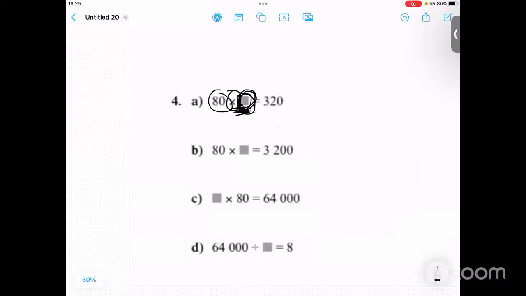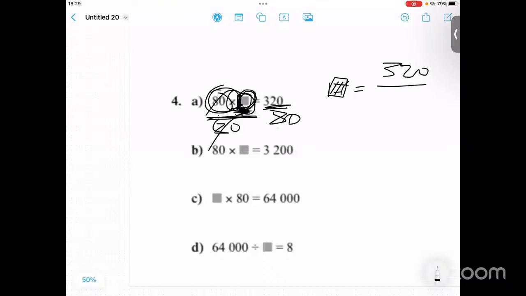So to get rid of the 80 that you're seeing here, because there's 80 multiplied by the unknown, you're going to divide both sides with 80. So basically you are dividing everything with 80. You're dividing this side with 80, and this side with 80 as well, okay? Then you're going to get rid of this 80. Then our box, or our unknown, is going to be equal to 320 divided by 80. And then the answer is going to be, guys, make sure that you keep your mic muted. Okay, what's 320 divided by 80?